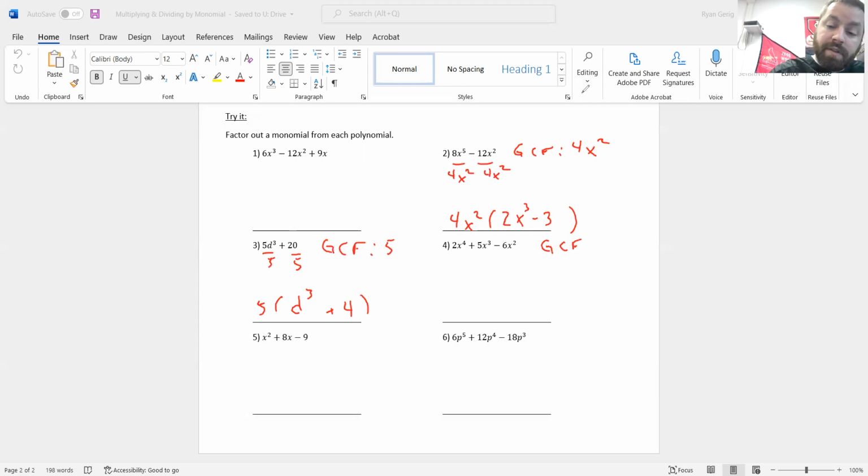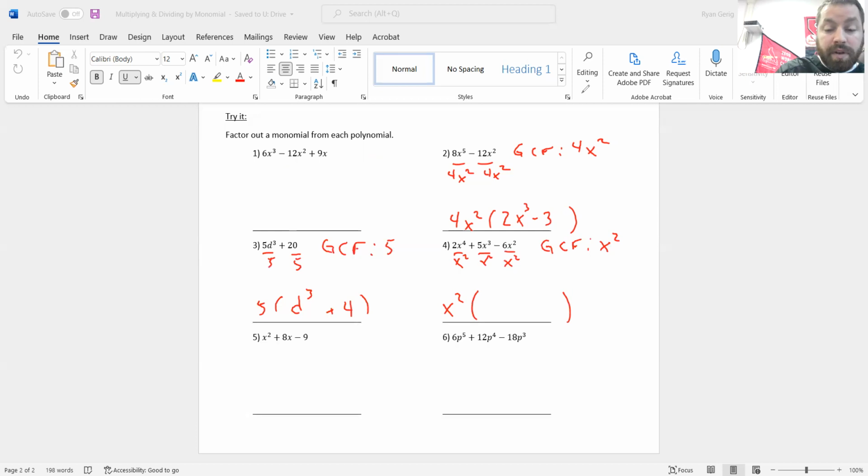Number 4, we haven't seen one like this. The GCF has no numbers that I can take out other than 1, but I can take 2 x's out. So the GCF here is just a letter. It's x squared, and that is okay. That can happen.